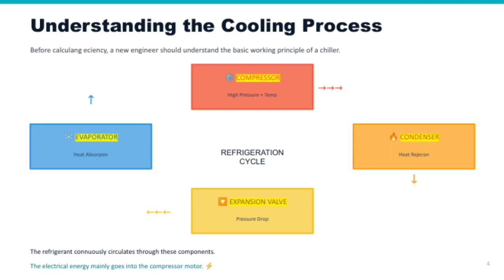Let's start by breaking down how a chiller works. Most of the electrical energy powers the compressor motor. That's the heart of the system. The refrigerant moves continuously through several key parts. It absorbs heat in the evaporator, then passes through the expansion valve where pressure drops. Next, heat is rejected in the condenser before the compressor raises pressure and temperature again. Before we dive into efficiency calculations, it's crucial to grasp this basic cooling cycle.